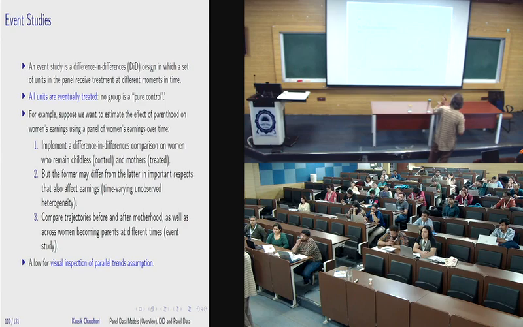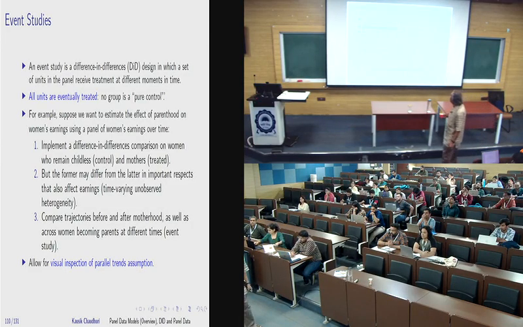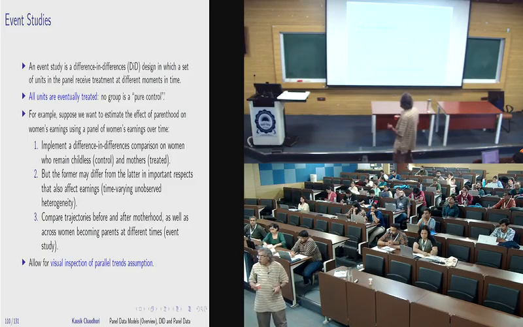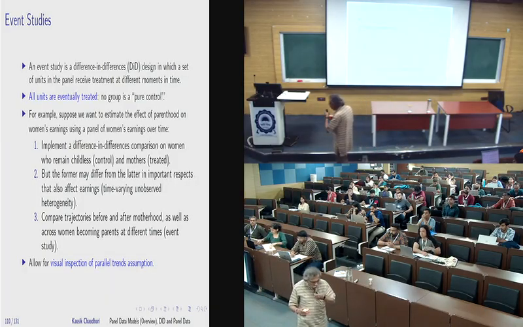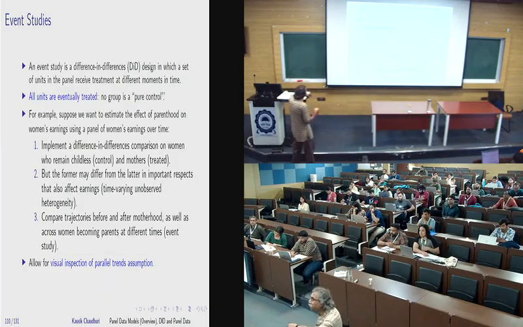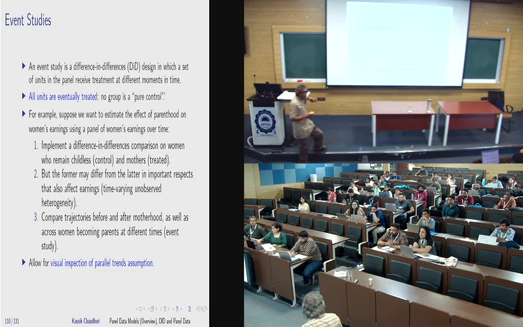Example, we want to estimate the effect of parenthood on women's earnings using a panel of women's earnings over time. The authors implement basically a difference in difference comparison of women who remain childless and who became mothers. So control versus the treated. Women who become mothers earlier may differ from those later because it also affects the earnings, which could depend on time varying unobserved heterogeneity. Recall my aggregate shock, right? When am I getting pregnant?